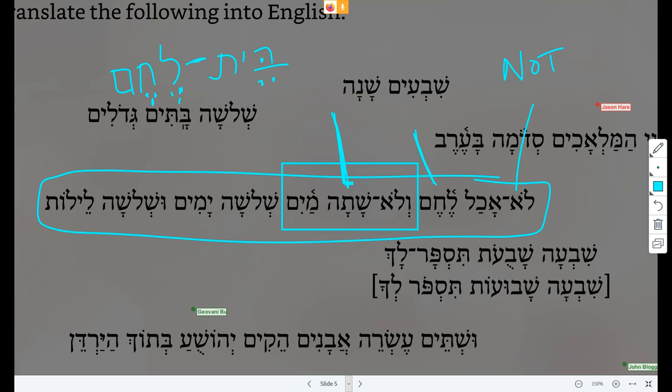And then you have what would in Greek be an accusative of time, which tells us how long. He didn't eat bread and he didn't drink water for three days and three nights. So yom is day, and the plural is yamim.